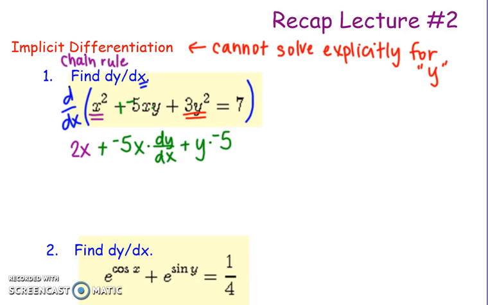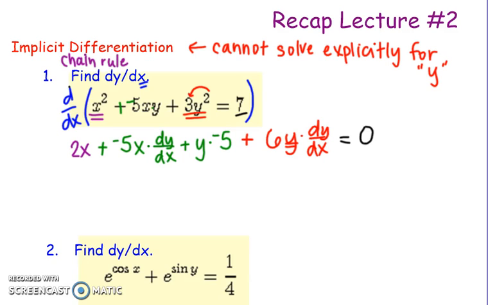Then this term, 3y squared, I'm going to take the derivative with respect to x. So it's going to be 6y using the power rule. Technically that's to the first power, times the derivative of y with respect to x. That's that chain rule coming in there. So we think about taking the derivative of the outside, using the power rule, leaving the inside alone, times the derivative of the inside, which is dy/dx. All of that then will be equal to the derivative of 7, which is just 0.